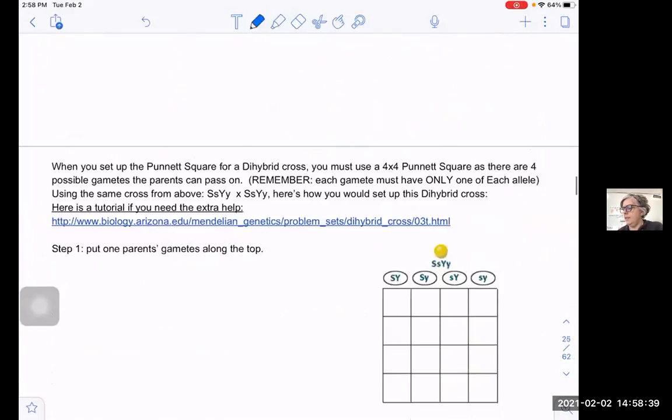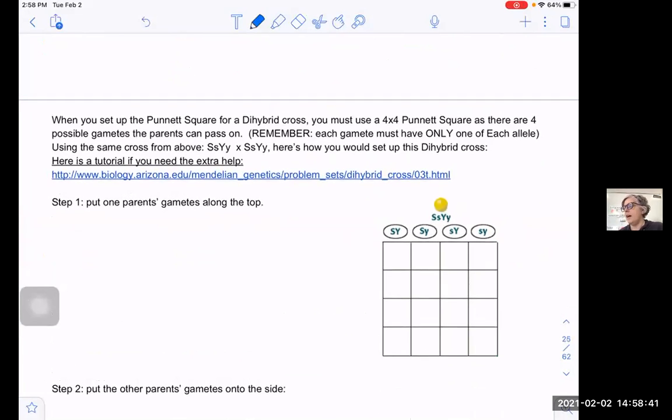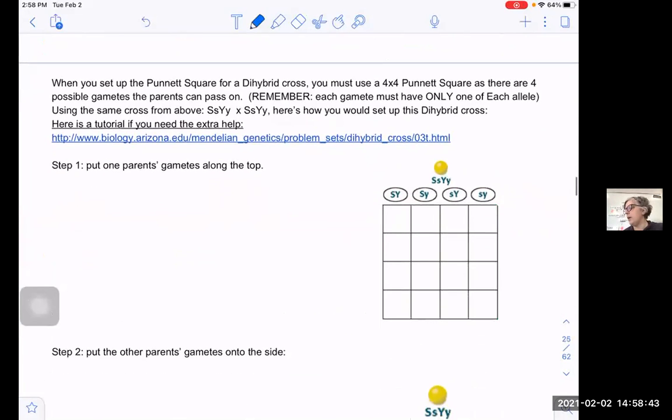All right, so we're gonna set this up. Well, we're not really gonna set it up. I already set it up for you. So when we do a dihybrid cross, we use the 4x4 Punnett square because there are 4 possible gametes that the parents pass on. So remember that each gamete has to have only 1 of each allele, not just a single letter. We have to have 1 of each. So here's how we would set this up.